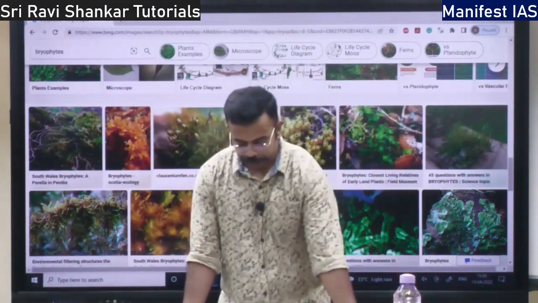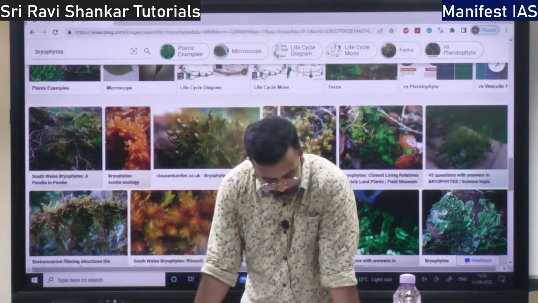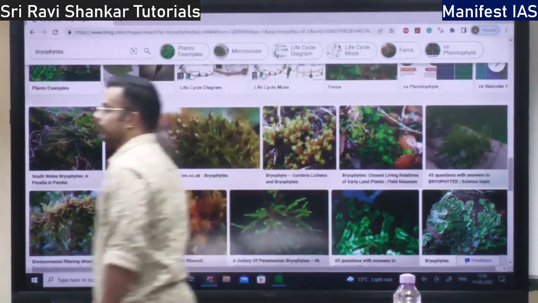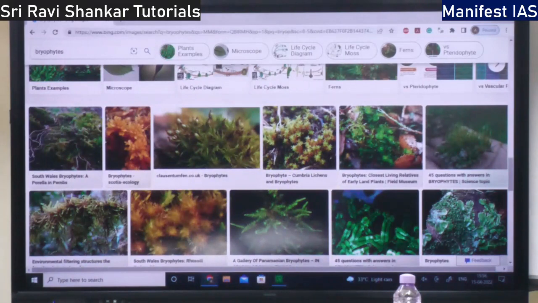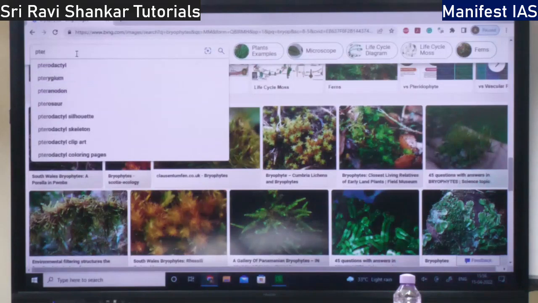Right? So next we will talk about pteridophytes. It begins with P, P-T-E-R-I-D-O-P-H-Y-T-E-S, but it is called as pteridophytes.